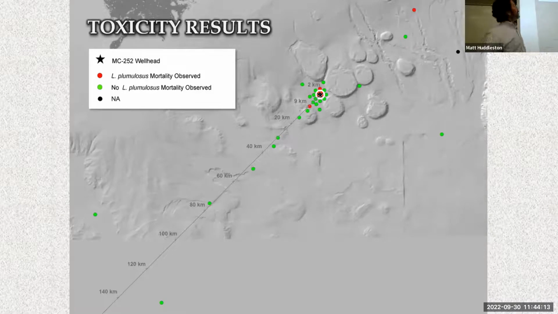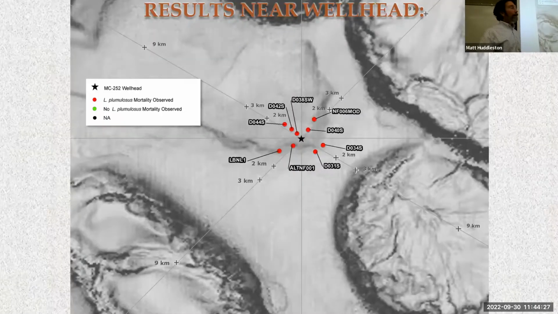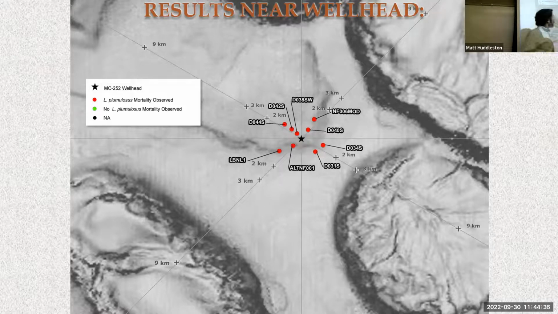All right, now turn on some colors here. So the red circles represent where we saw mortality in the test organisms, in the polychaete worms. The green represents where we did not. So zoom in a little bit more. Right here, clustered around the wellhead, that's where we saw most of the mortality, within about 2 kilometers.